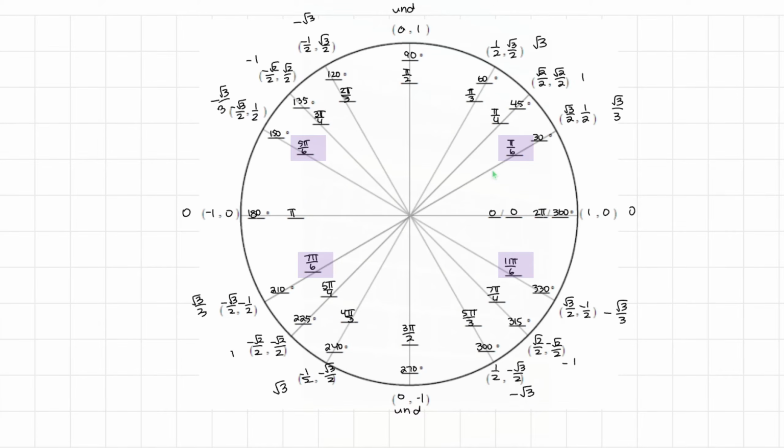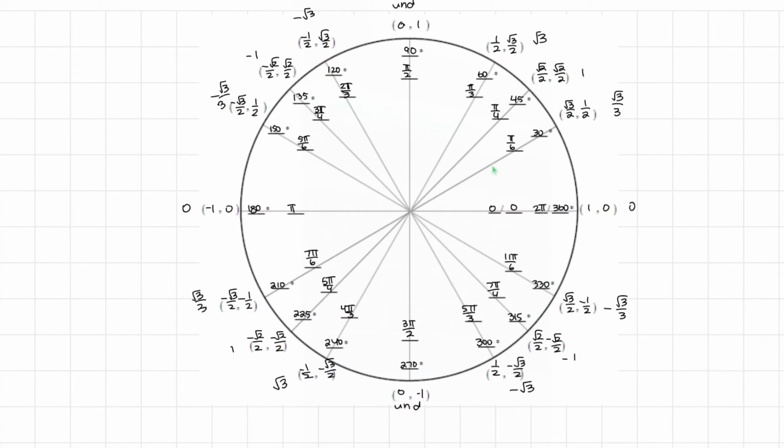So any angle with the denominator of 6 in terms of pi would have coordinate radical 3 over 2, comma 1 over 2. Any angle with the denominator 4 would be radical 2 over 2, comma radical 2 over 2. And any reference angle with the denominator of 3 in terms of pi will be 1 over 2, comma radical 3 over 2. And we'll remember All Students Take Calculus to determine in which quadrants cosine and sine would be negative or positive.